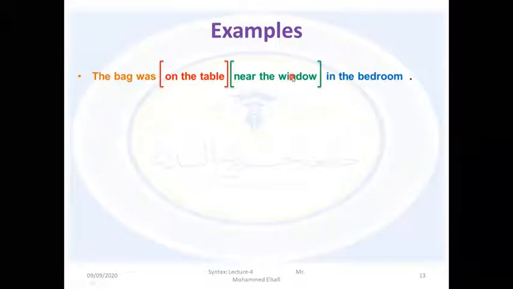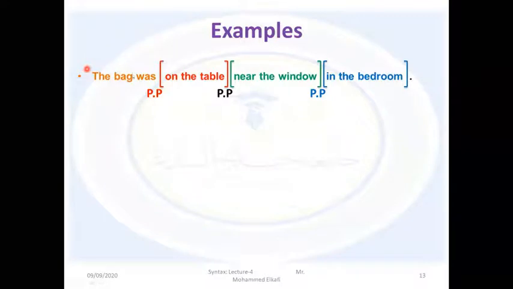So we have two prepositional phrases, and the third one is enclosed in what? In blue square brackets: in the bedroom. In is also a preposition, and the bedroom is a noun phrase. So we have three prepositional phrases. This is the first one, this is the second one, and the third one is in the bedroom.